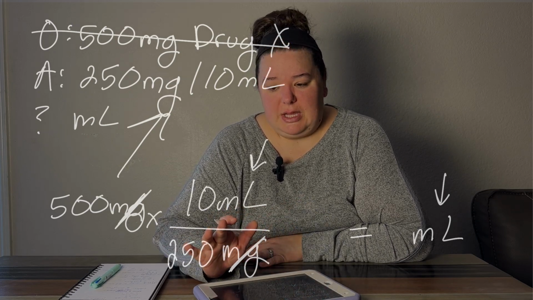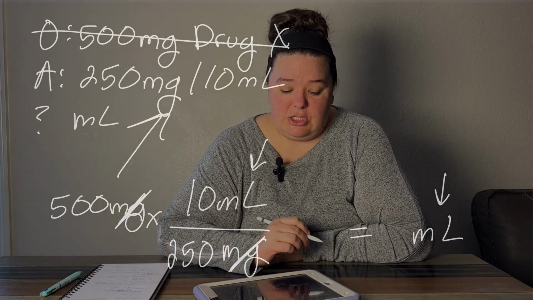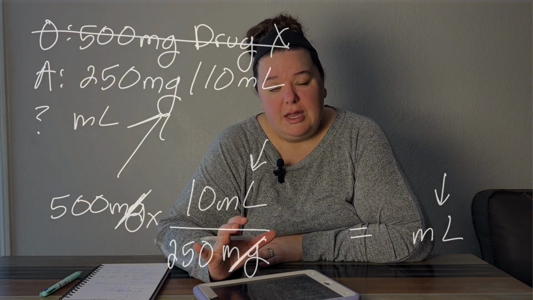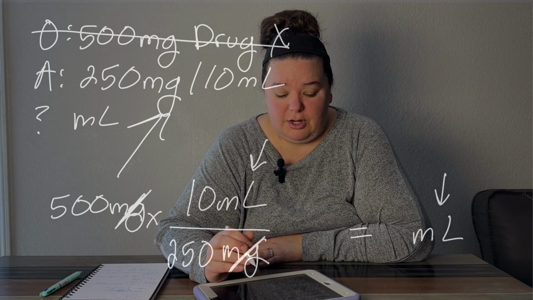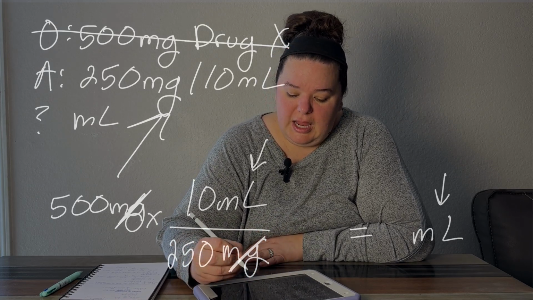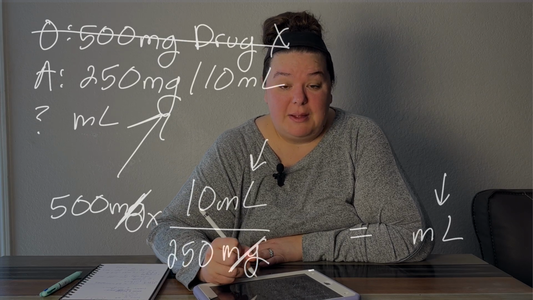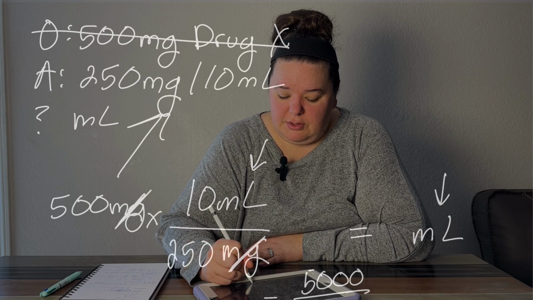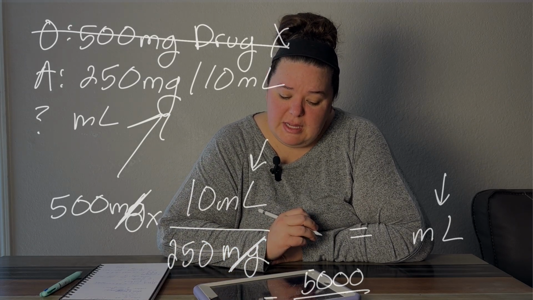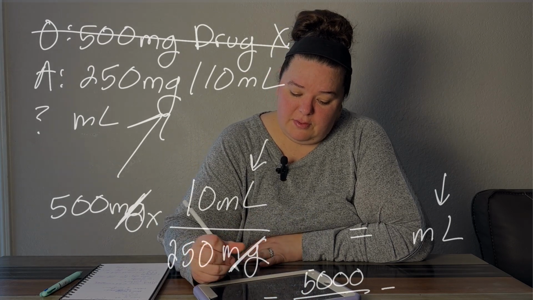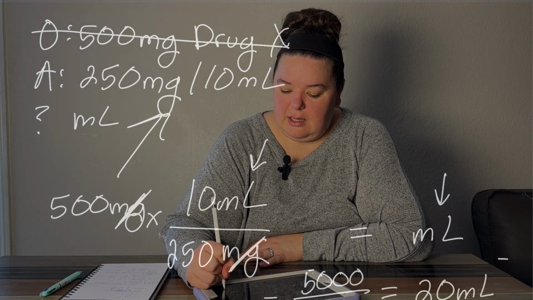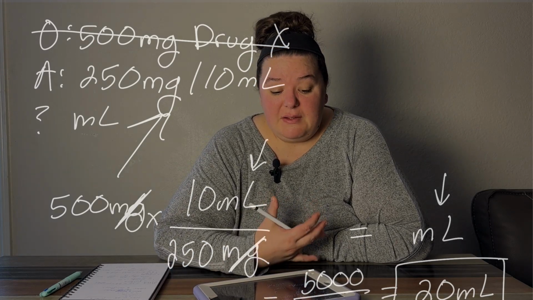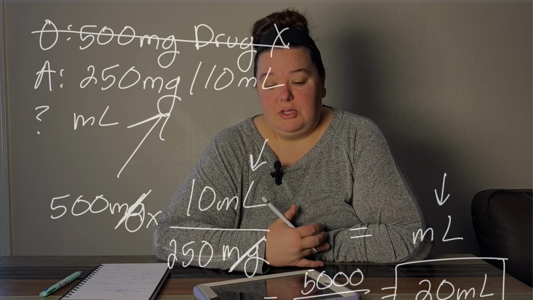So our problem setup is complete. Now we're going to do the math. When you do math with dimensional analysis, everything in the numerator is multiplied and everything in the denominator is divided by. So we're going to have 500 times 10, which is going to equal 5,000, divided by 250, which means we are going to give 20 mLs to our patient in order to give them 500 milligrams of the drug.